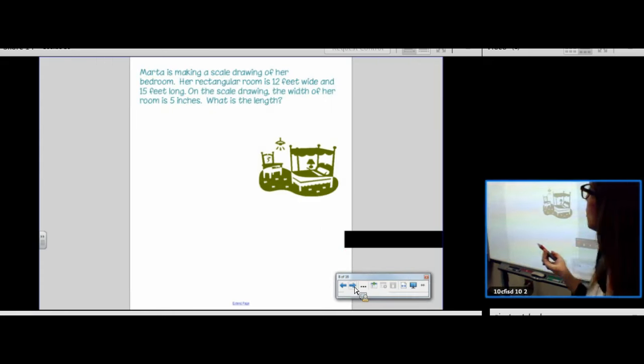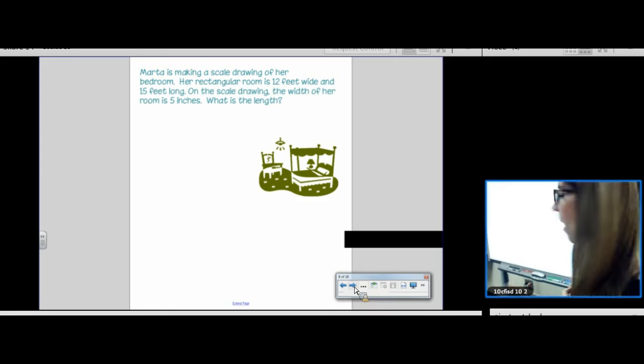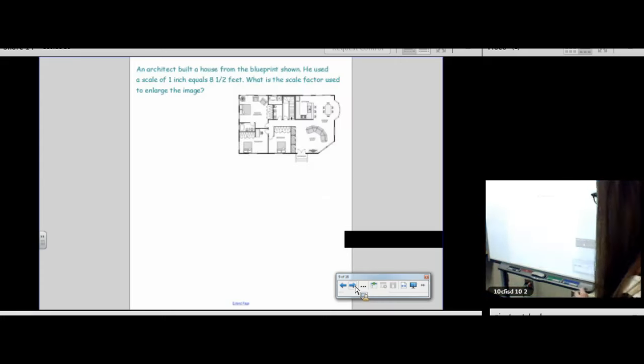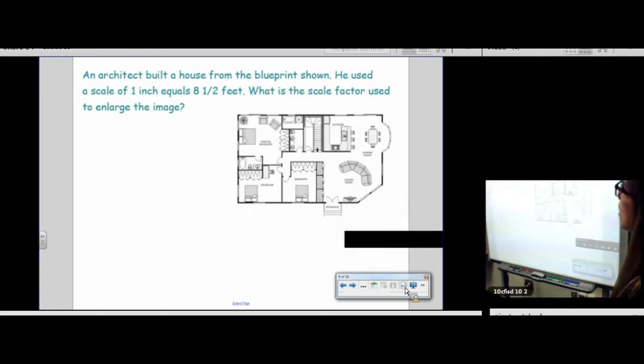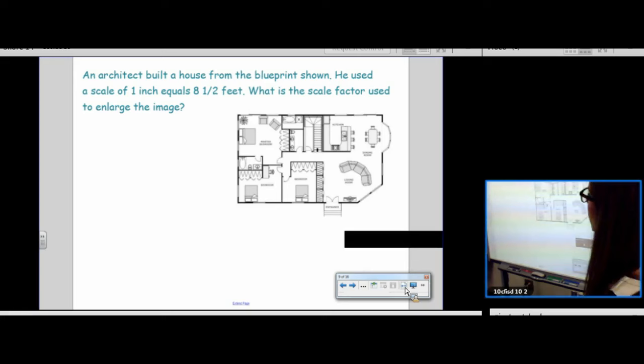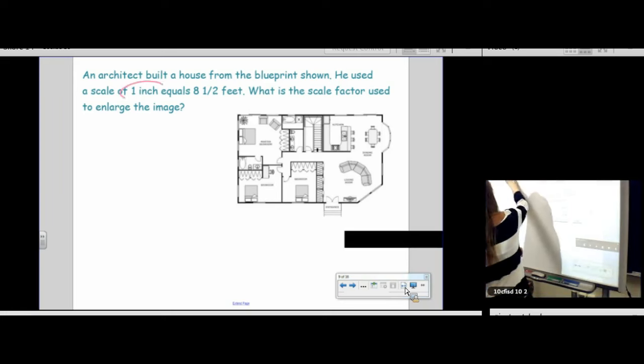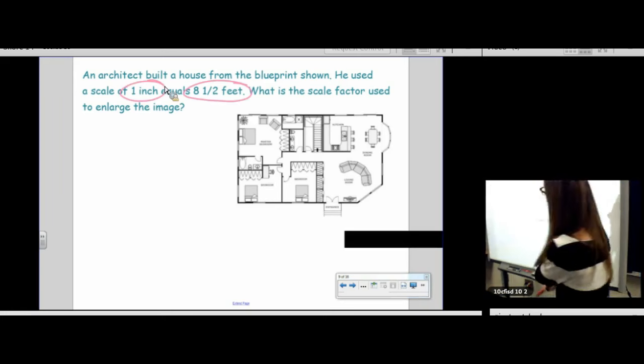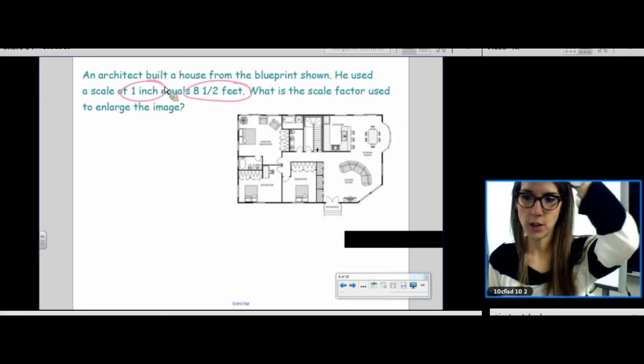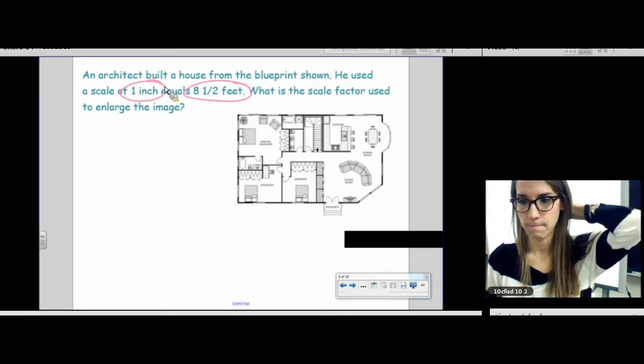I don't think we need to do this because this is the same type of problem. We're going to skip this one. Let's do this one. An architect built a house from the blueprint shown. He used a scale of 1 inch equals 8.5 feet. What is the scale factor to enlarge the blueprint?